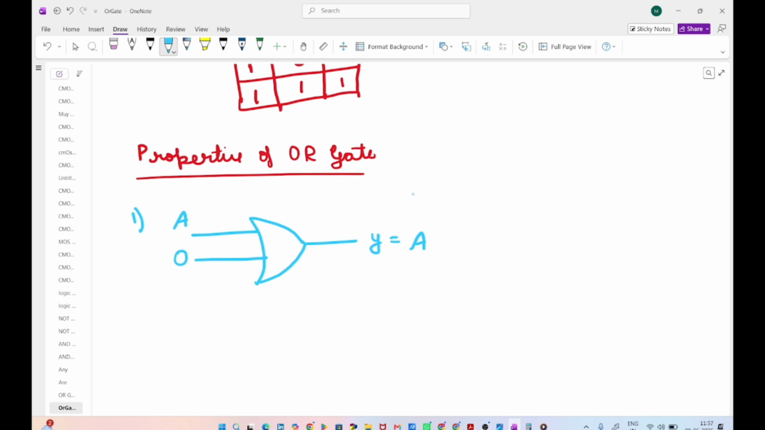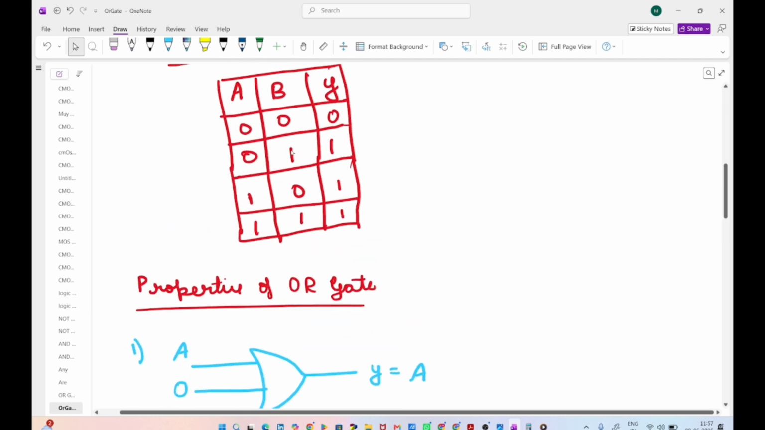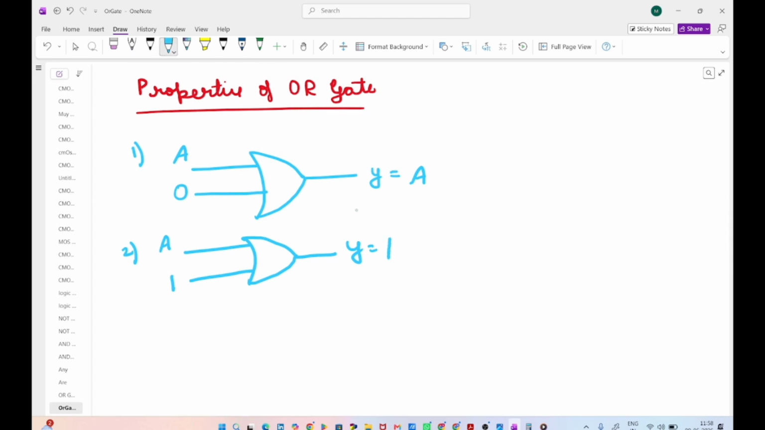Let us move to the next property. For this terminal input is 1, Y is equal to, let us check it in the truth table. Here when the B is 1, that means this one and this one case, the output is 1, right? Let's write 1 here and move to the next case.